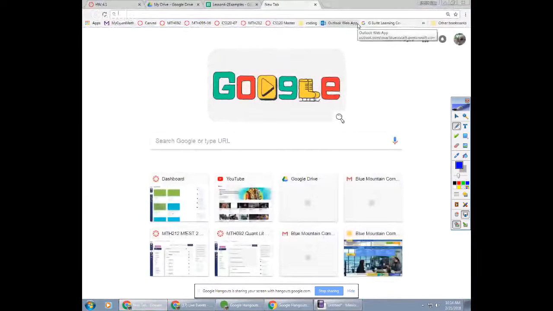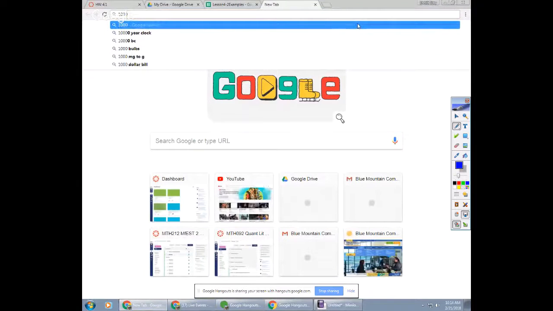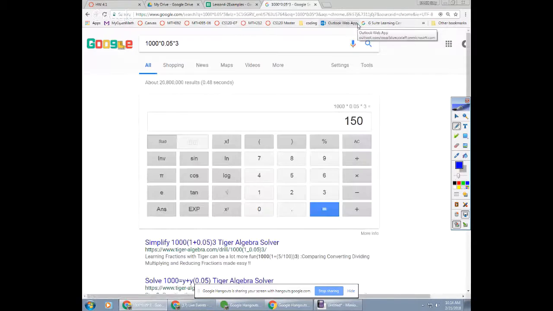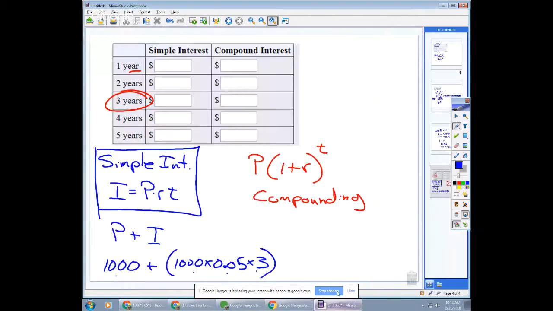So my interest, 1,000 times 5% times 3 years have gone by, simple interest. Google says that's $150. So that means at the end of 3 years with a simple interest account, then I'm going to have $1,150 with simple interest.